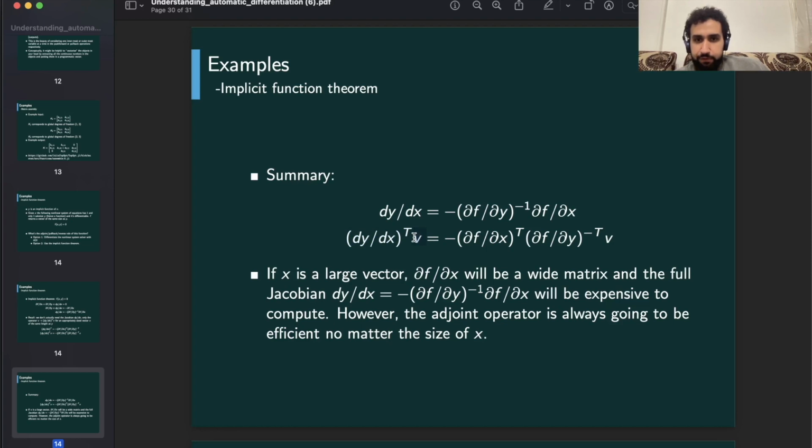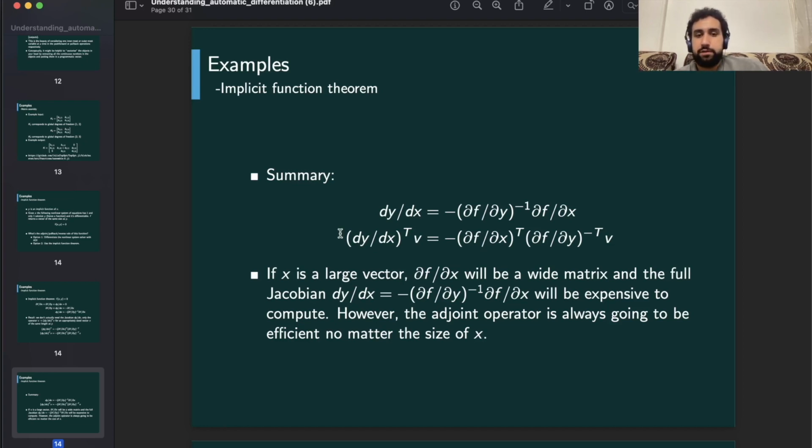And so if you're choosing this to be the first column of the identity matrix, you get the first column of the Jacobian transpose, and then you can choose this to be the second column of the identity matrix to get the second column of the Jacobian transpose. And then you can assemble all these columns in a matrix form, and that gives you the full Jacobian transpose. Transpose that, and you have the full Jacobian, right?